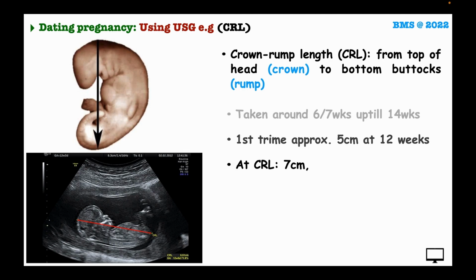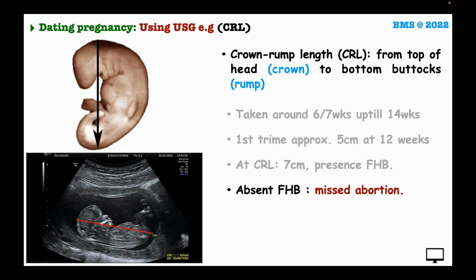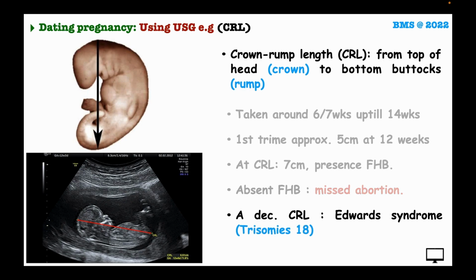And at a crown rump length of 7 millimeters, we must have the presence of a fetal heartbeat. And so once the crown rump length surpasses or moves beyond 7 millimeters and we fail to hear the fetal heartbeat, it is an indication of a missed abortion. Also, when there is a decreased crown rump length, it may be as a result of some chromosomal abnormalities such as Edwards syndrome or trisomy 18.